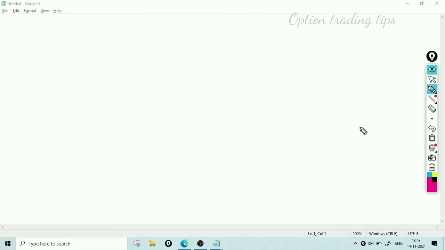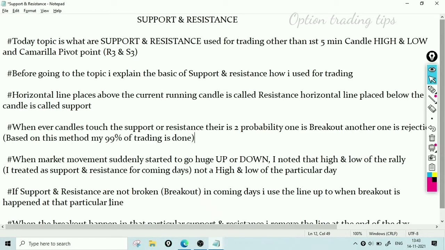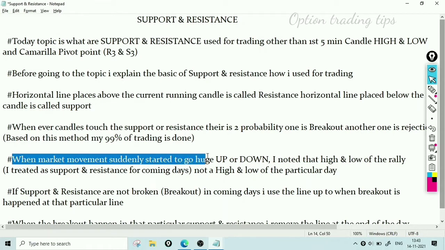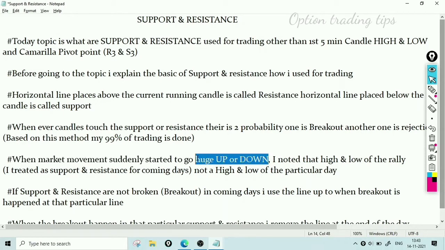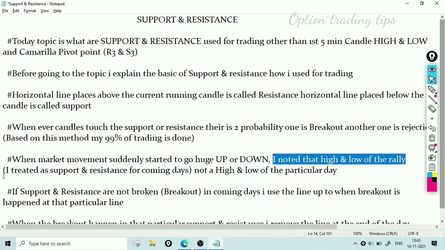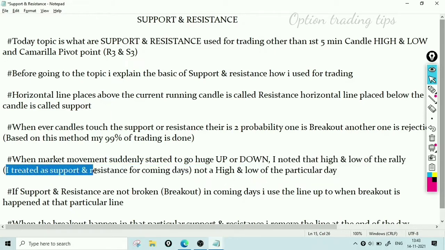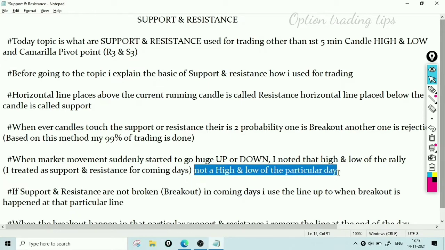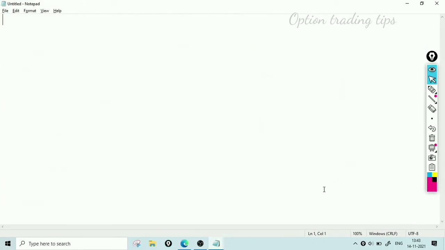When the market suddenly starts going huge up or huge down, I note the high and low of that rally, and I treat that high and low as support and resistance for upcoming days. That means from the next day onwards, I treat that high and low as support and resistance, not the high and low of the particular day.